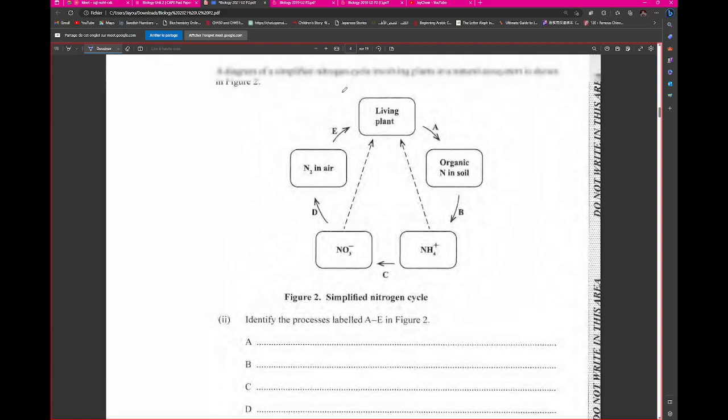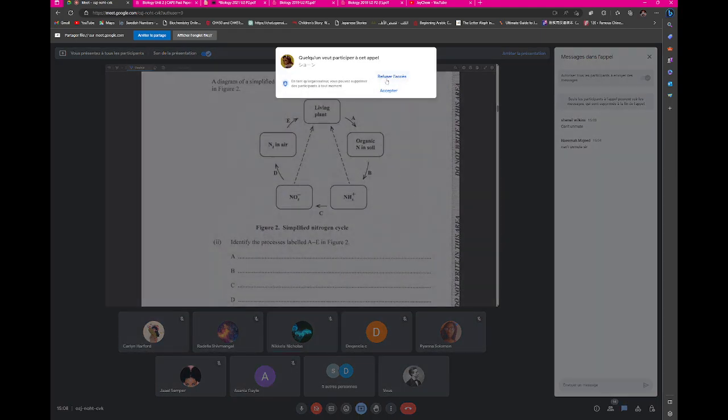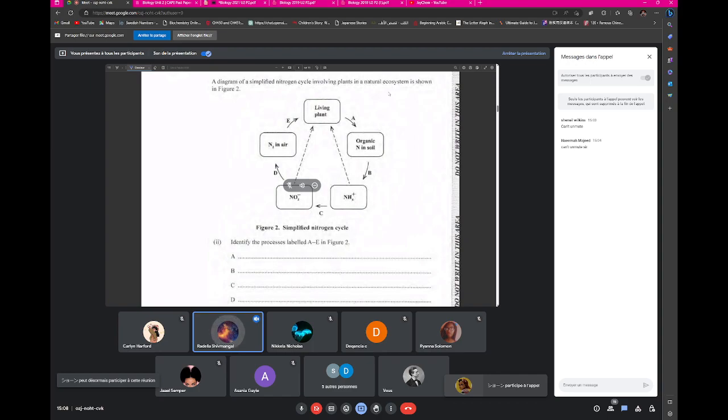So what would be A? From living plants, organic nitrogen in the soil, what would be A? Would it be nitrogen fixation? Hmm. Would it be decomposition? Okay. Hold on. So living plants and organic nitrogen in soil. So we're saying decomposition or nitrogen fixation. Define nitrogen fixation, anybody? What is nitrogen fixation in your own words? Michaela, Rodella? No one?